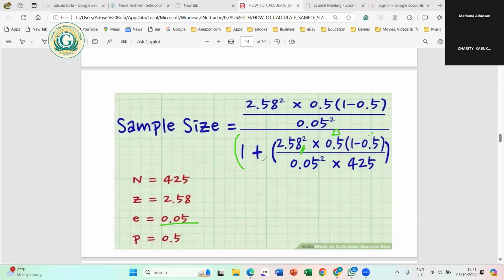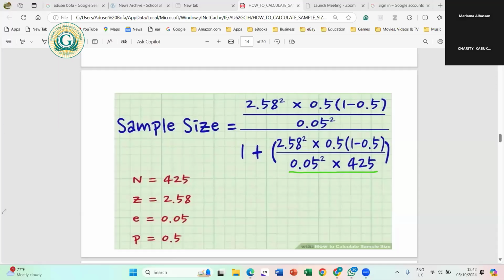That is the formula. And then if you come downstairs, down this side, here too, we have E square multiplying N, big N. And this E stands for the error. That's why we have 0.05 square multiplied by big N, which is 425.